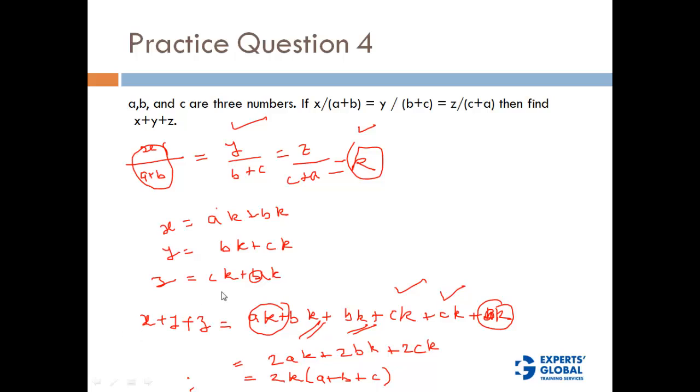So if a, b and c are three given numbers, and if x divided by a plus b and y divided by b plus c and z divided by c plus a result into a constant, then x plus y plus z is going to be 2 into that constant, and in brackets a plus b plus c.